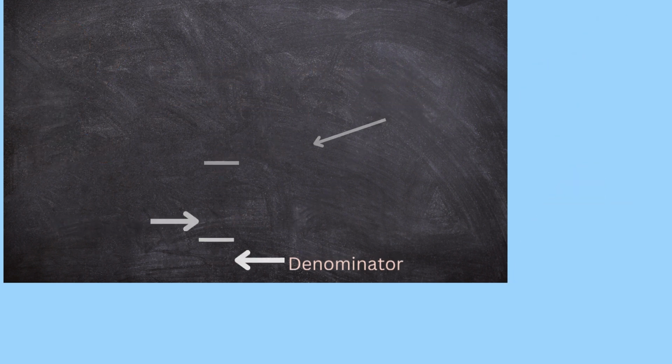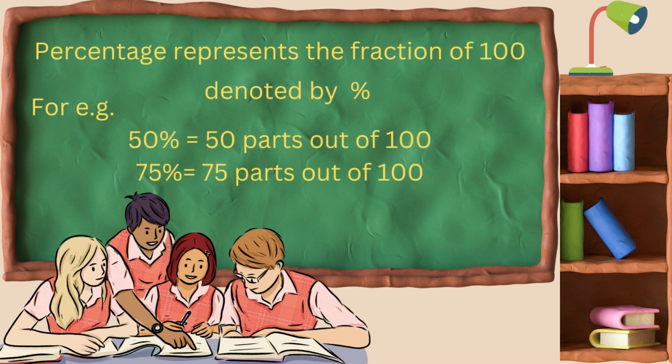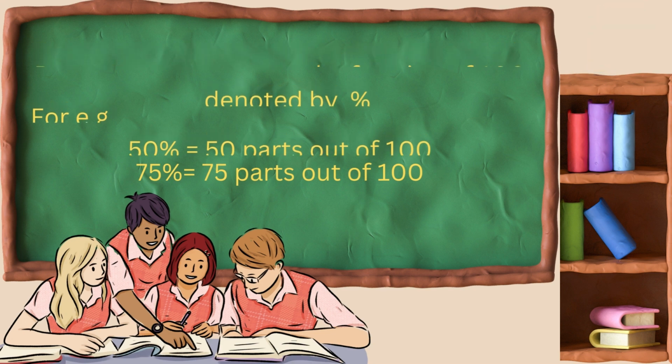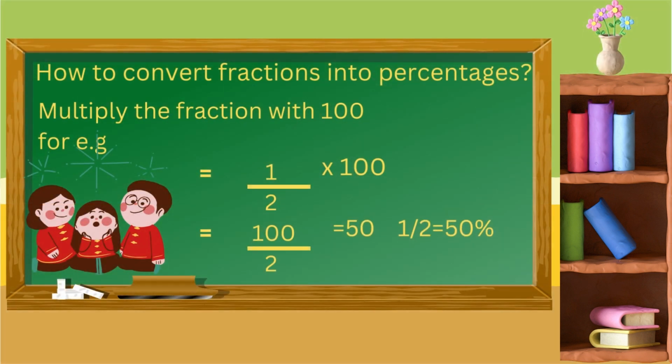Now, let's move on to percentages. A percentage is a fraction expressed as a portion of 100. For example, 50% means 50 parts out of 100, and 75% means 75 parts out of 100. To convert a fraction to a percentage, you need to multiply it by 100. For example, 1/2 is equal to 50%.